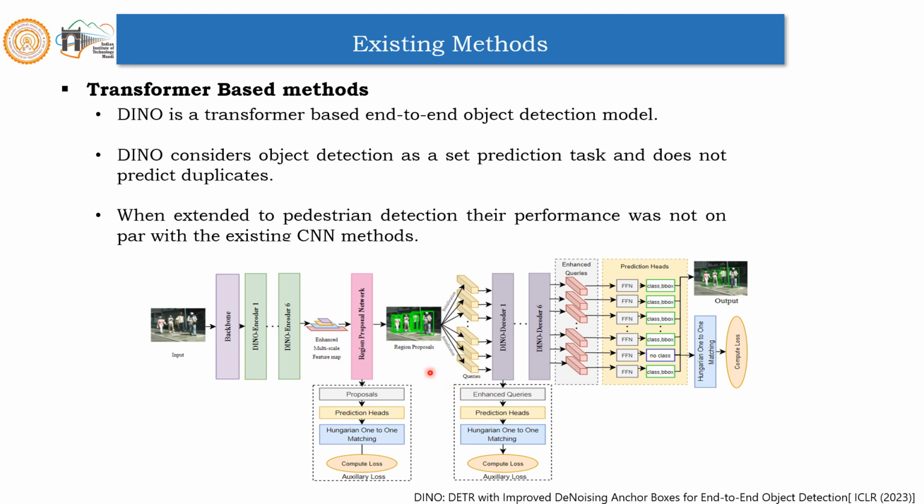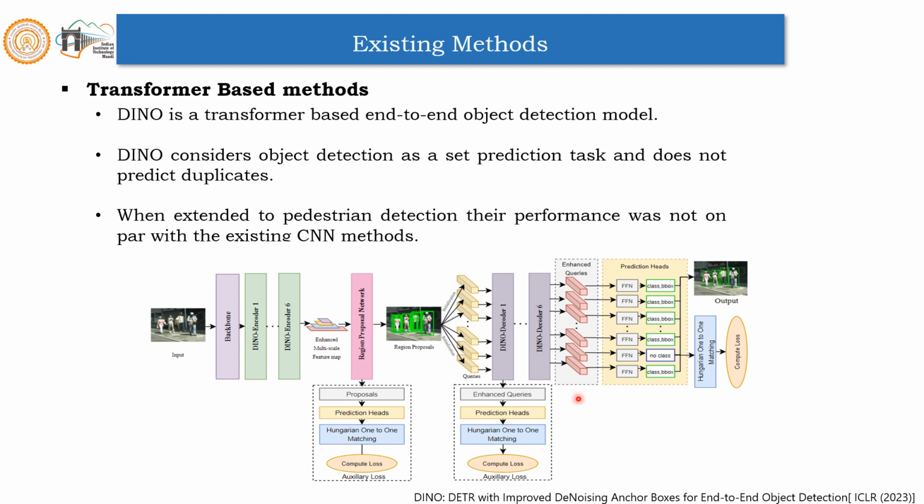These queries are initialized using the region proposals, and then they are passed through a sequence of decoders. In the decoders, these queries extract features in and around that particular region proposal, and then we get enhanced queries as an output from the decoders. These enhanced queries are passed through an MLP to perform classification and regression, and then during the inference phase, simple thresholding will help remove most of the duplicates, resulting in one prediction per pedestrian.